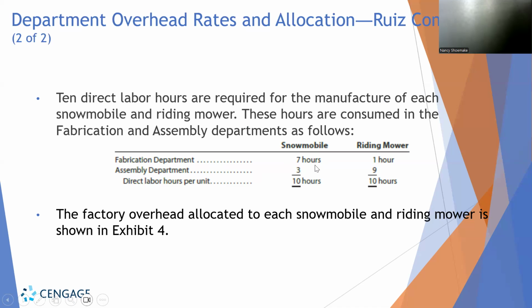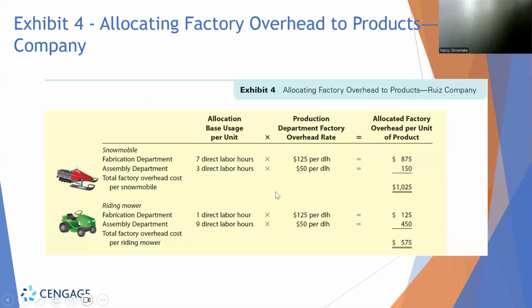And the assembly department, they need 3 hours, and the snowmobile riding lawnmower is 9 hours. So in this scenario, look at the difference. The factory overhead assigned to the snowmobile is $1,025 versus what's being assigned to the lawnmower, $575. That's why the more you break them down, the more realistic you can assume your cost to be. And why is this an issue?